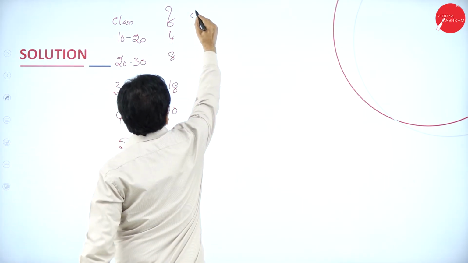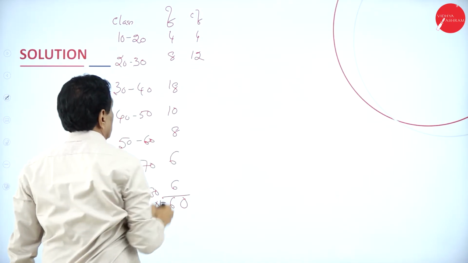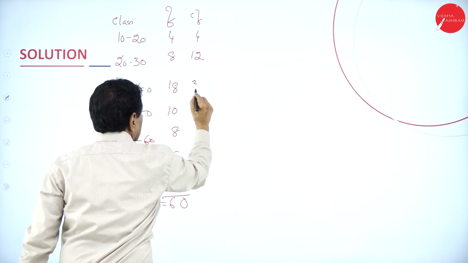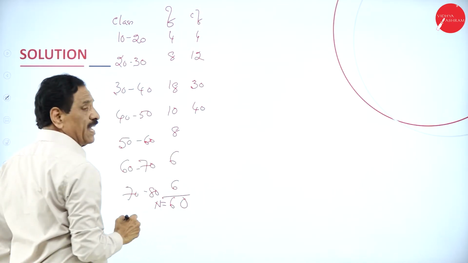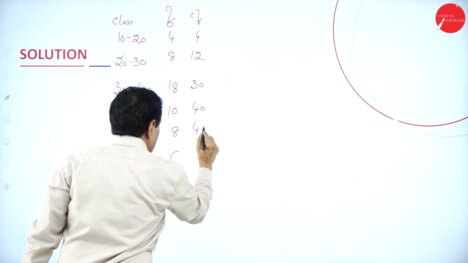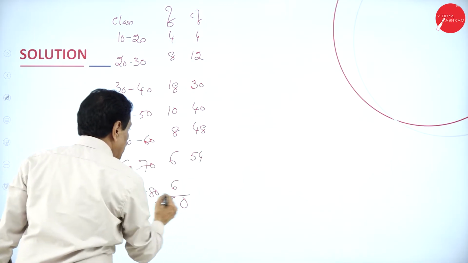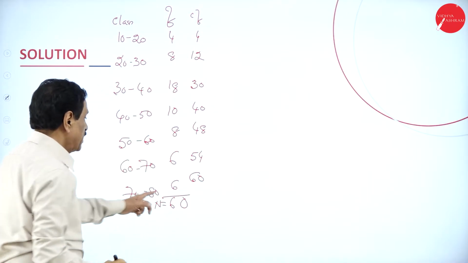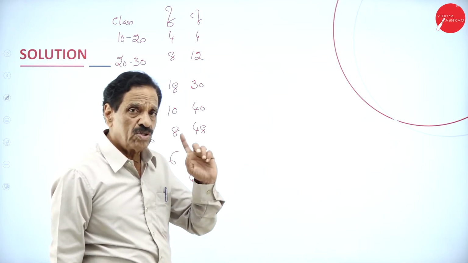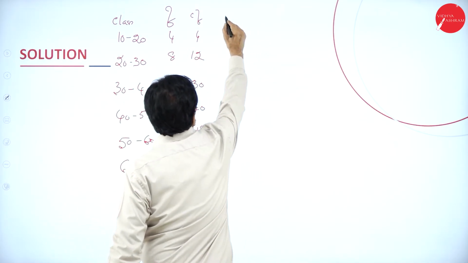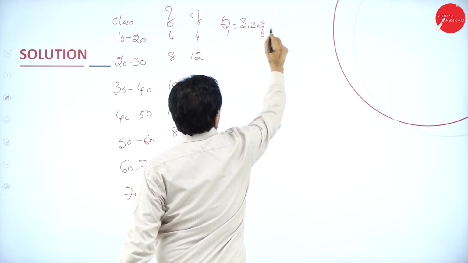Make the CF. First number is 4. 8 add 12. Add 18, 30. Add 10, 40. Add 8, 48. Add 6, 54. Add 6, 60. This and this should be one and the same. So what we require? Q1, Q2, Q3. We'll go with the Q1. Q1, size of n by 4.